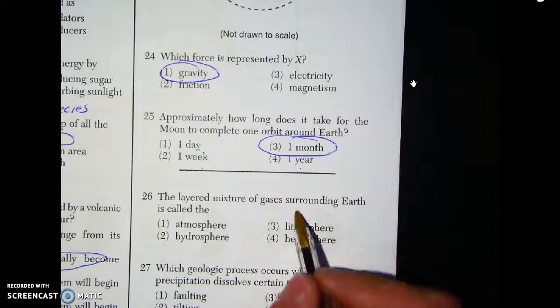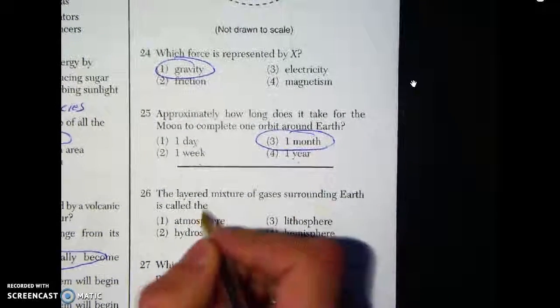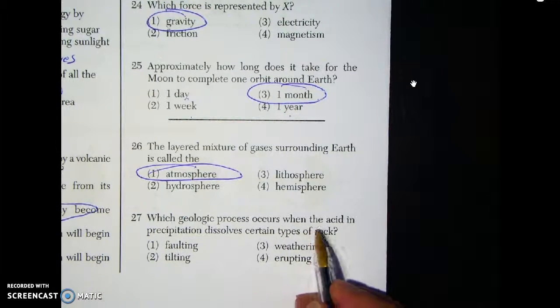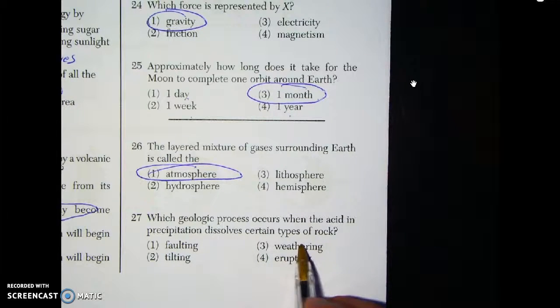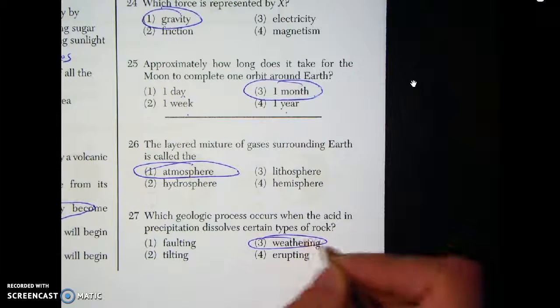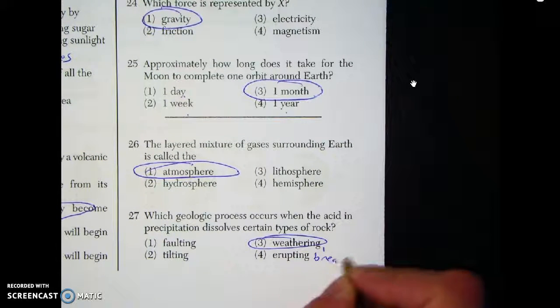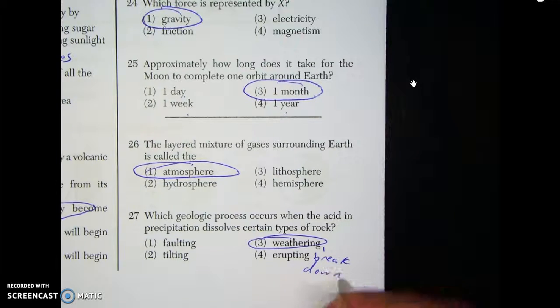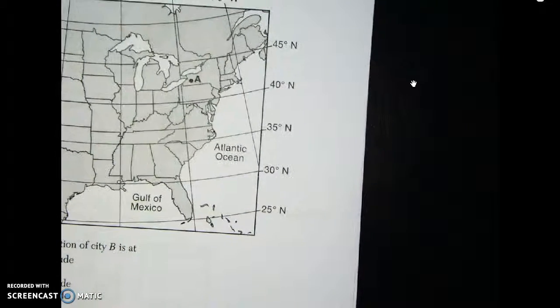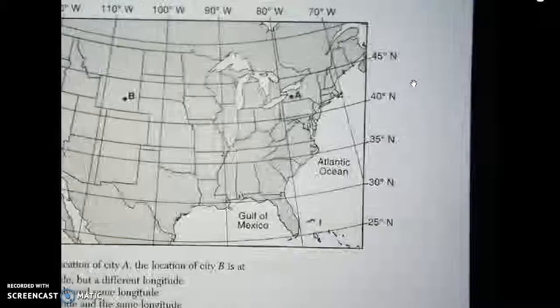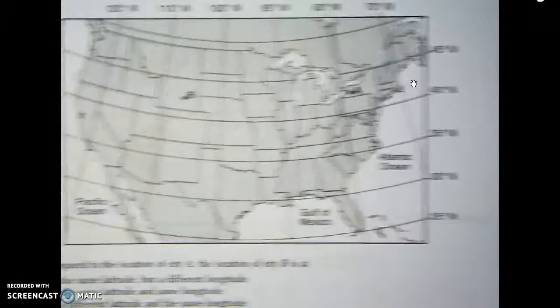The layered mixtures of gas surrounding Earth, that's our atmosphere. The geologic process that occurs when the acid in precipitation dissolves certain types of rock is weathering, and that's something that we'll talk about in more detail. Weathering means the breakdown of rock. So we're talking about the breakdown of rock. So that's 27.